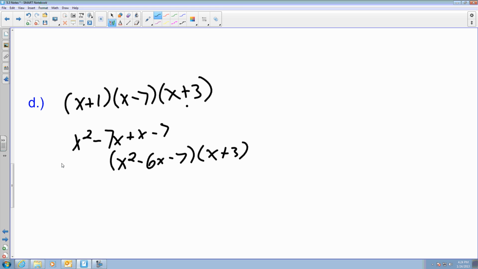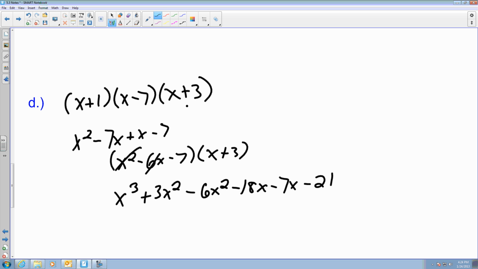So this gives me x to the third plus 3x squared, so that's done, minus 6x squared minus 18x, so that's done, minus 7x minus 21. So now that's done, so now I can combine like terms.